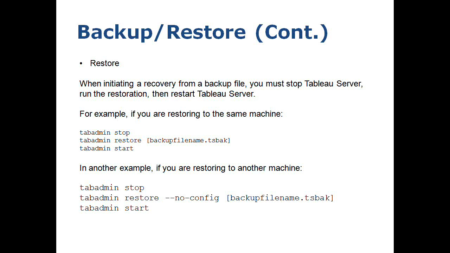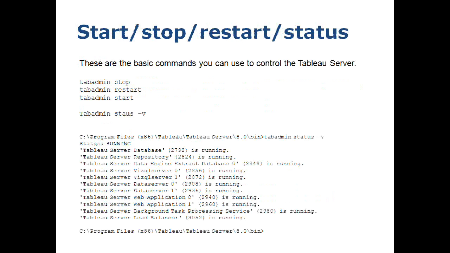All right, so yeah. Start, stop, restart and status. So this is how it will show you when you run it in the command prompt. So you change directory to the bin folder, then you go for the tabadmin command, then you go status -v. So it will run and it will give you all the information just like this, and you can copy it to a text file or log file, and you can send it for analysis.